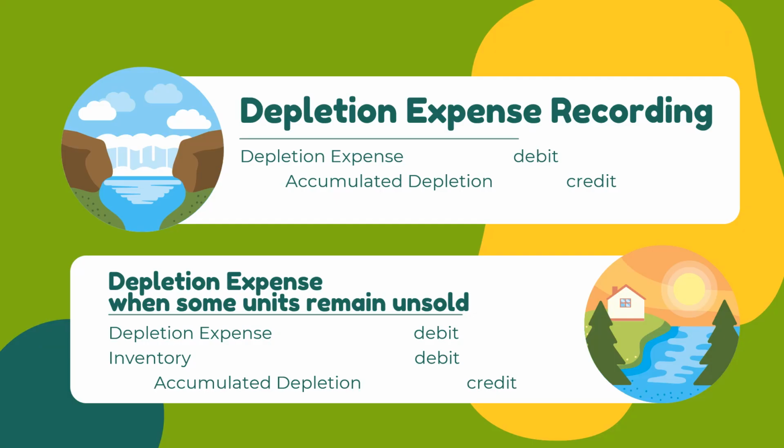When recording depletion expense, we will debit depletion expense and credit accumulated depletion. Now, when some of the units have remained unsold, we will debit depletion expense for the amount that was sold, and we will debit inventory for the amount unsold. We will still credit accumulated depletion.